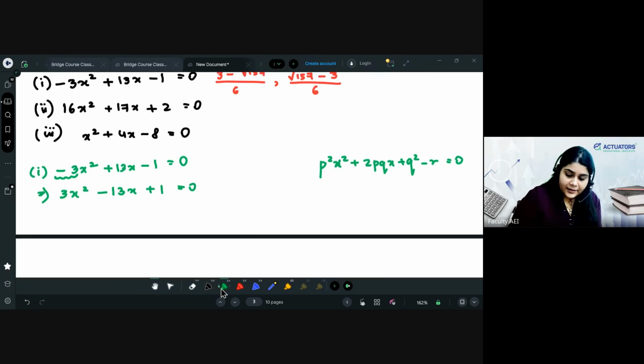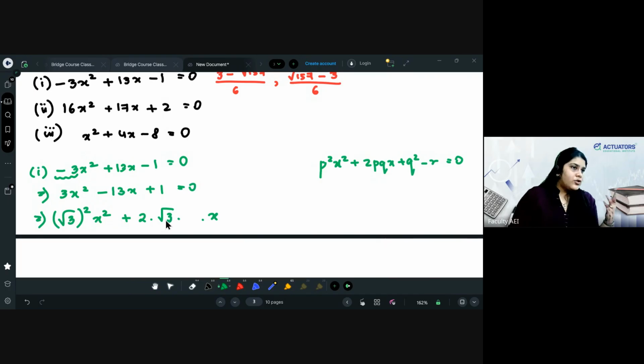Then what is the next step? To determine the value of p. What is p square? 3. So what is p? If p square is 3, p is root 3. Then p square x square is done. Then we have plus 2 into p into q into x. So that is done.